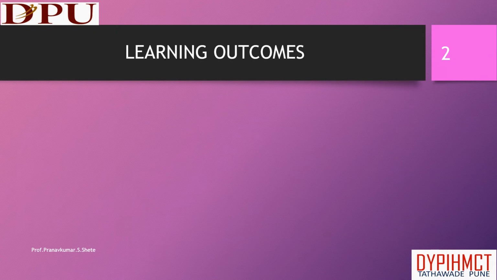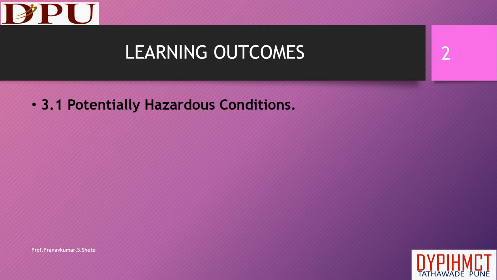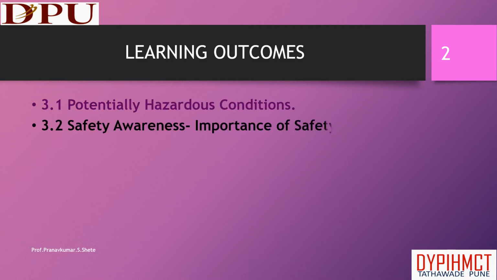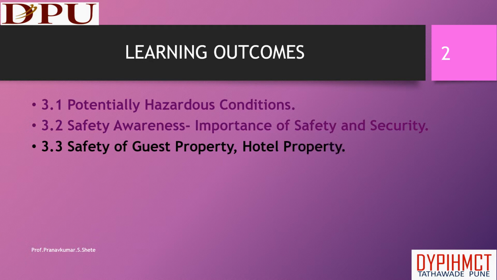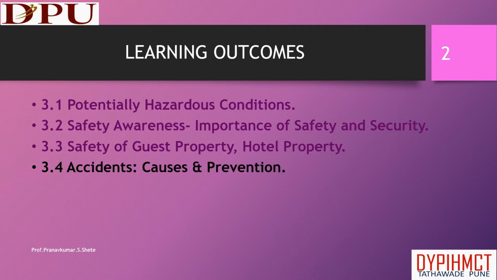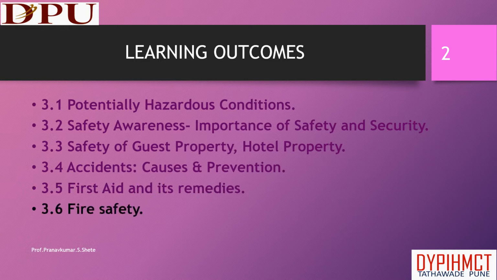This chapter is going to make us understand the following learning outcomes. Potentially hazardous conditions. Safety awareness, importance of safety and security. Safety of guest property, hotel property. Accidents, causes and prevention. First aid and its remedies. Fire safety. Role of security department.